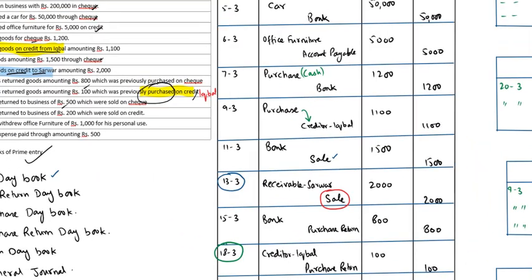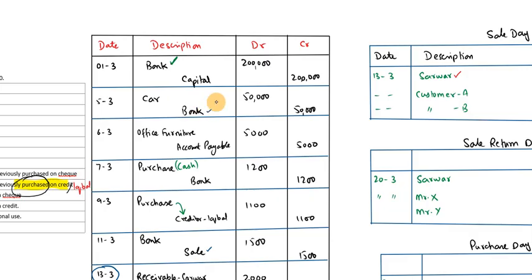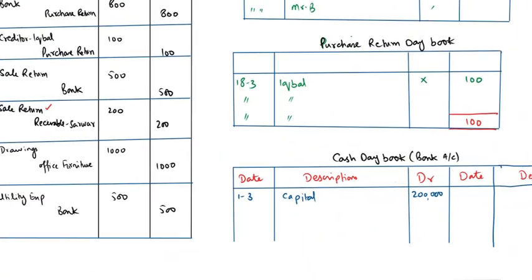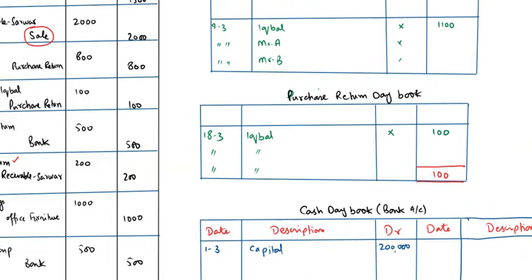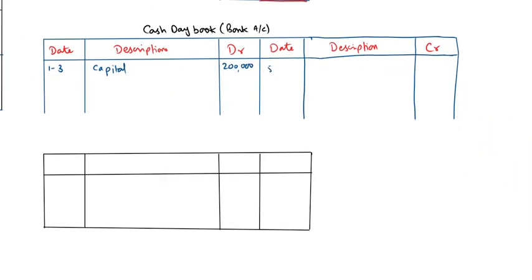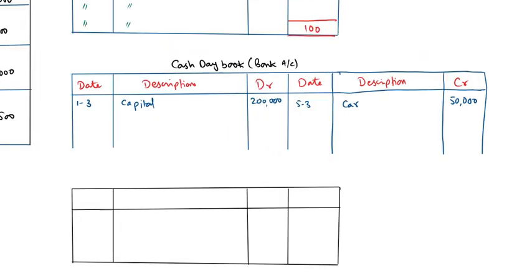Next transaction. Again there is a decrease in the bank account, because we purchased a car by utilizing 50,000 from our business bank account. So the bank account will be credit by 50,000 against the purchase of the car. The date of transaction is 5th March. So on 5th March, the business bought a car and the bank balance decreased by 50,000.